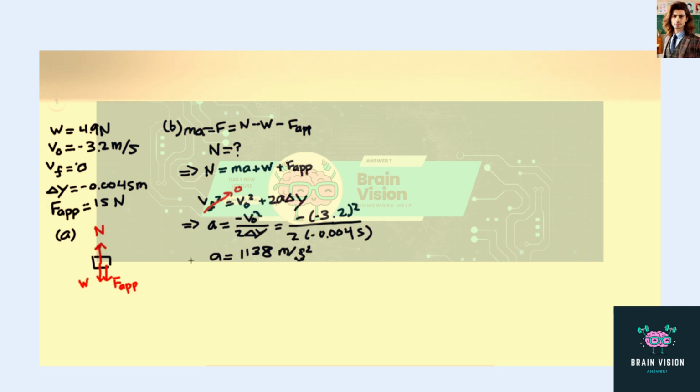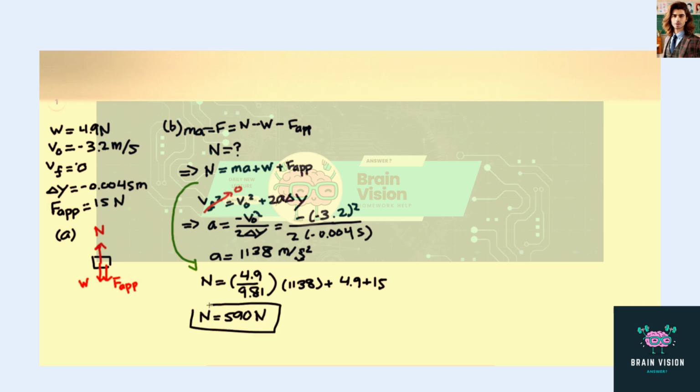Then we can bring this down and solve for the normal force by plugging in all the numbers that we know. We don't actually know the mass, but we know how to solve for it by dividing weight by gravity. That's the mass. Multiply that by the acceleration, add that to the weight, so that's 4.9, and then add our applied force of 15. Plug it all into a calculator and we get a value of 590 newtons to two significant figures.